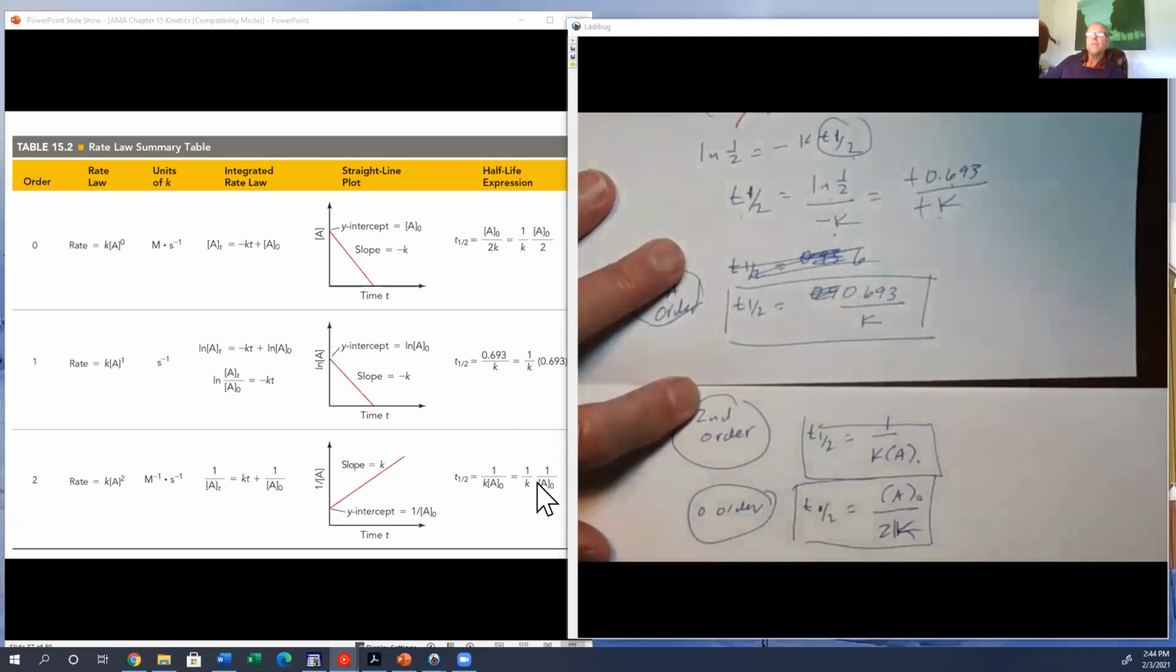Notice one thing that's unique about the first order half-life expression. What is unique about the first order half-life expression compared to the other two? It has numbers. It's like a ratio. Oh, go ahead. I didn't hear you.